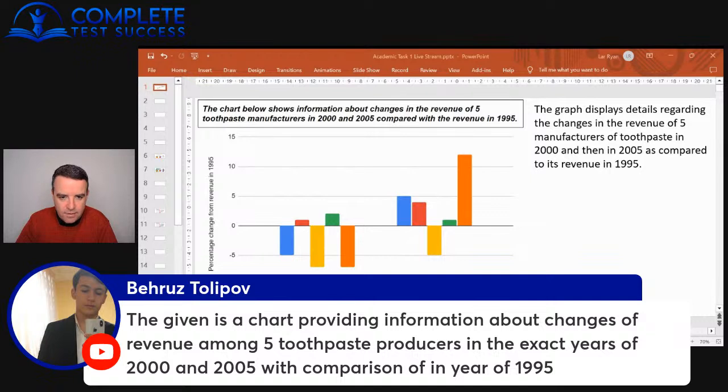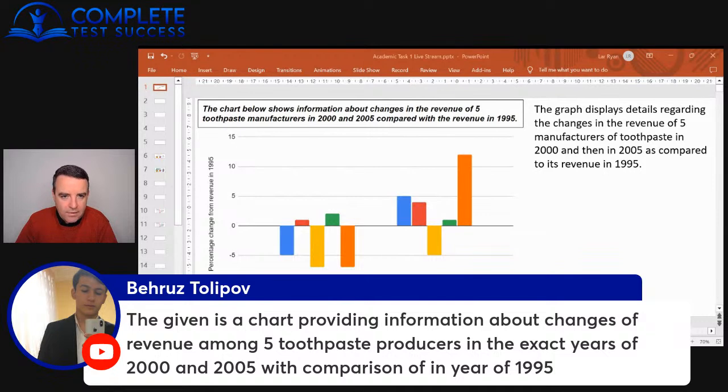in revenue among 5 toothpaste producers in the exact years of, there's no need for "in the exact years of", you can just say in 2000 and 2005, or in the years of 2000, 2005 would be fine. But definitely we want to delete the exact. That's not necessary and that's not natural.